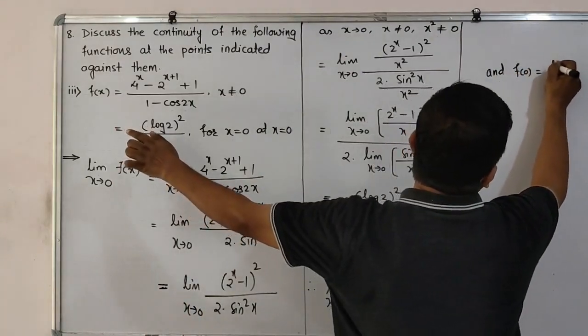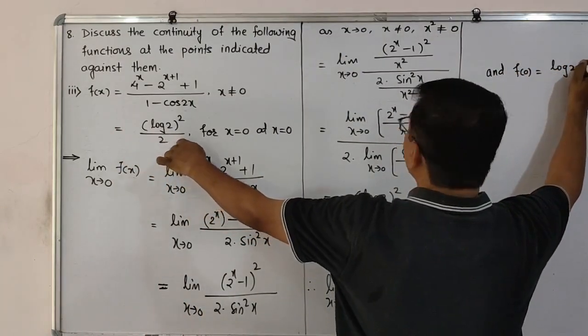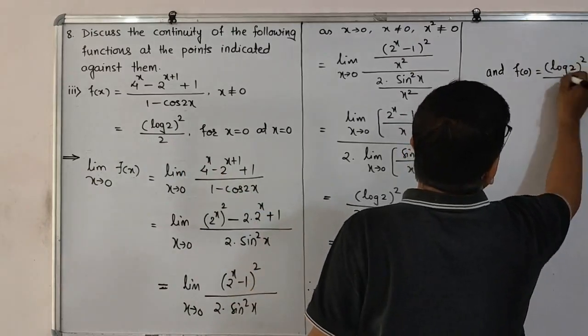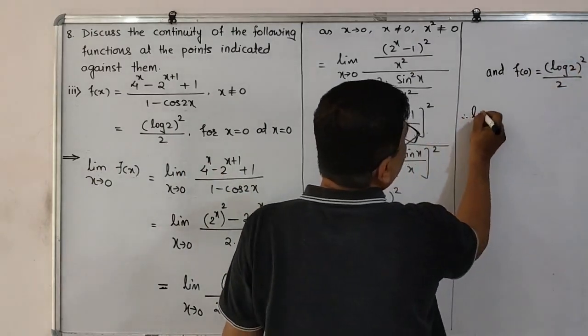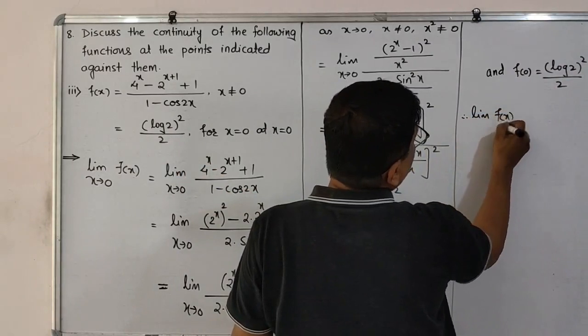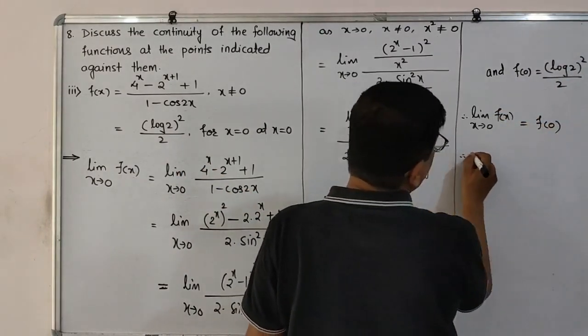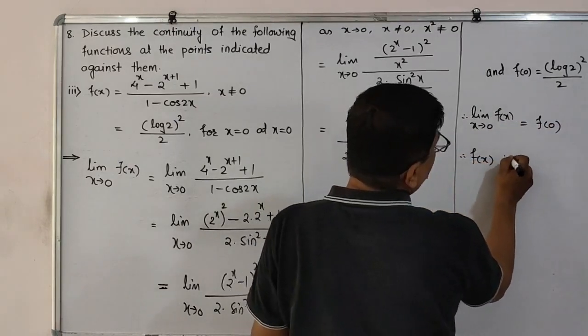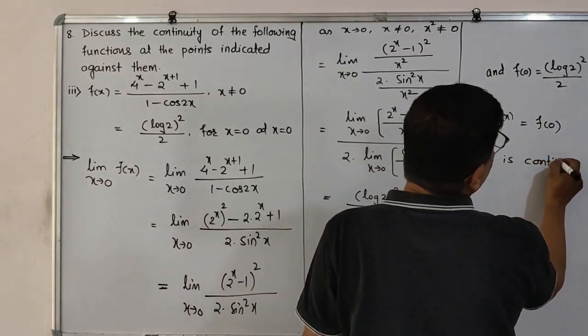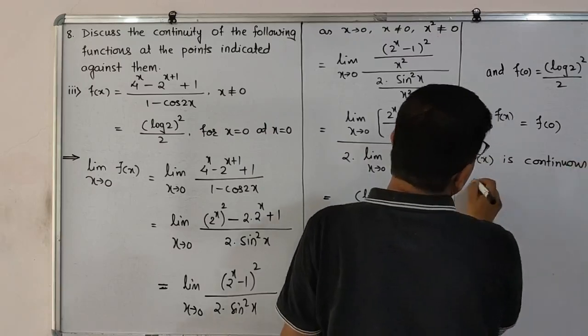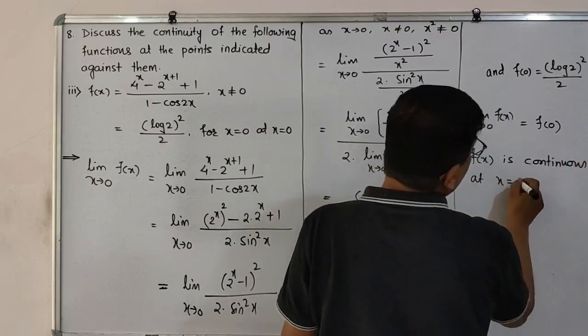is also given log 2 whole square upon 2. Therefore we can say that limit of f of x as x tends to 0 is equal to f of 0. Hence we can say that f of x is continuous at x is equal to 0.